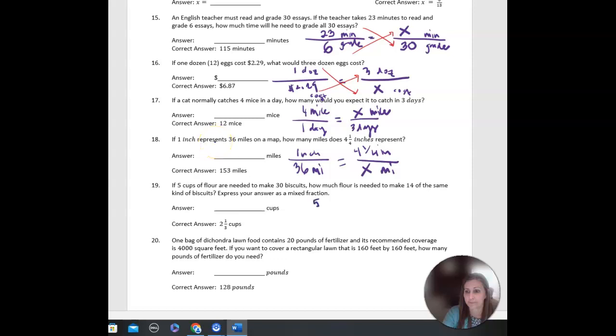5 cups of flour make 30 biscuits. How much is needed to make 14 biscuits? So biscuits is on the bottom, cups of flour is on the top. We don't know how many cups of flour, so we put an X, and then you'll cross multiply.